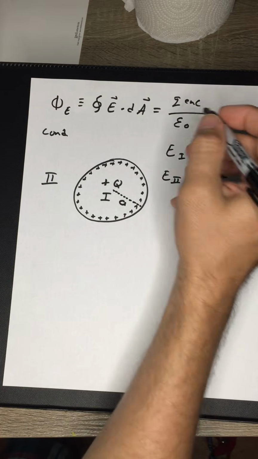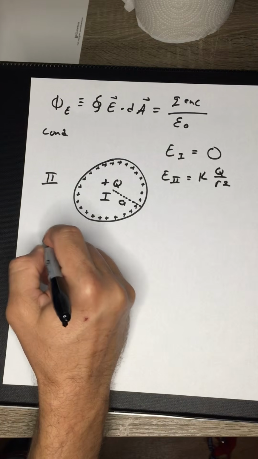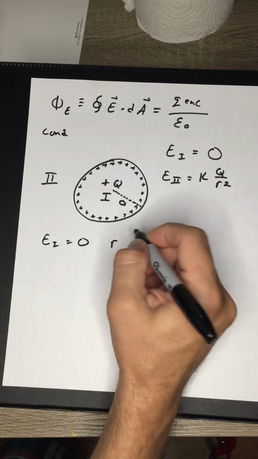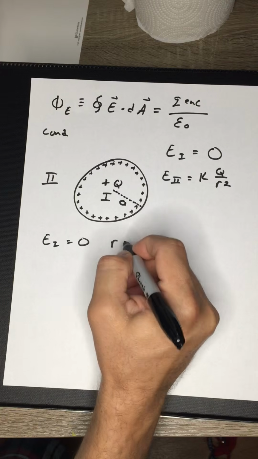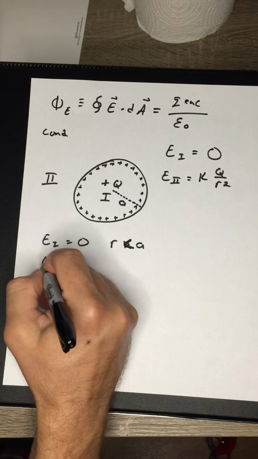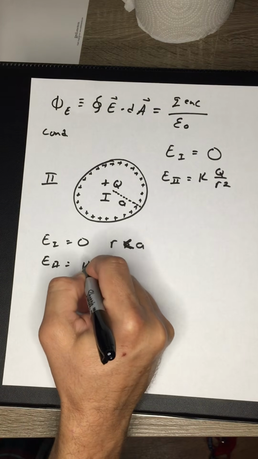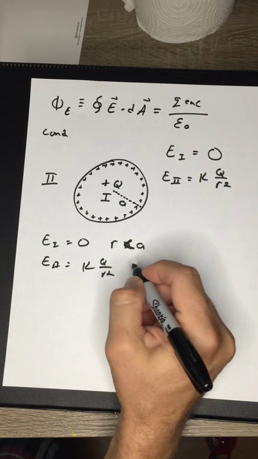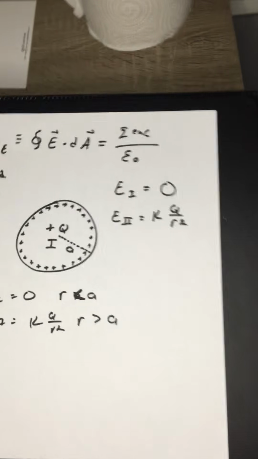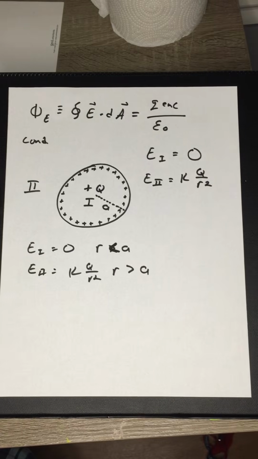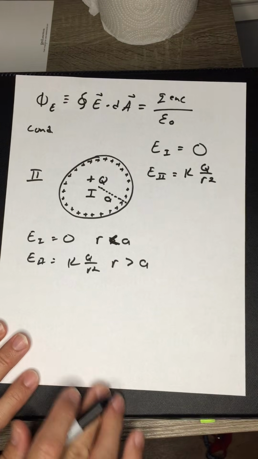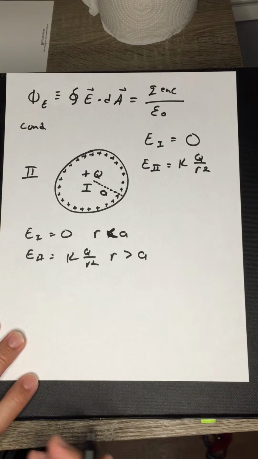So E1 is equal to 0. This is valid for any r less than a. E2 is equal to kQ over r squared. This is valid for any r greater than a. But both of these results we've arrived at from previous work. What I want to do is do these problems with Gauss's law, just as a way to remind ourselves that, hey, this thing works.